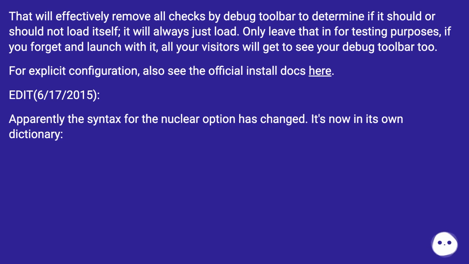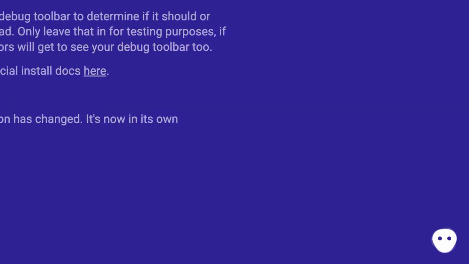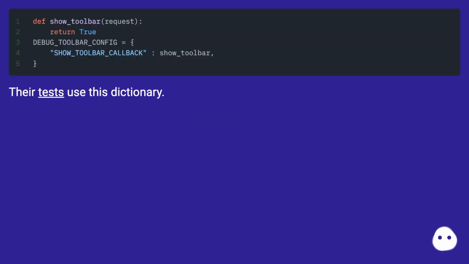For explicit configuration, also see the official install docs here. Edit, the 17th of June 2015. Apparently the syntax for the nuclear option has changed. It's now in its own dictionary. Their tests use this dictionary.